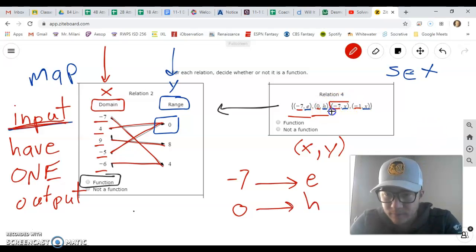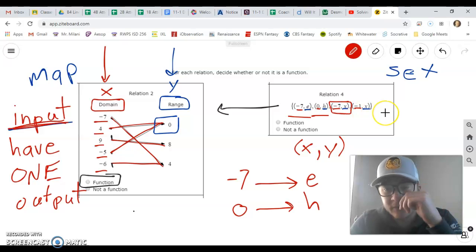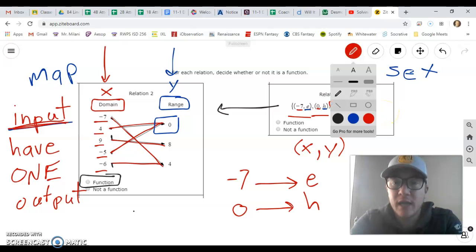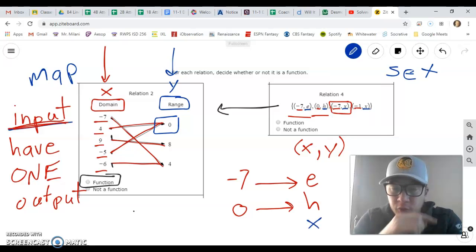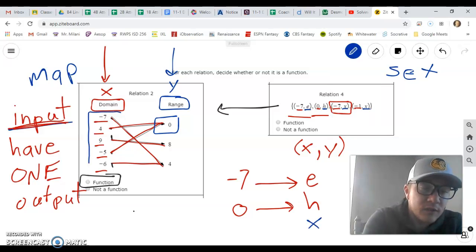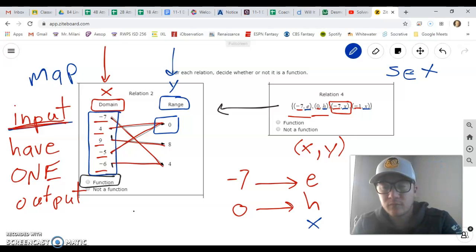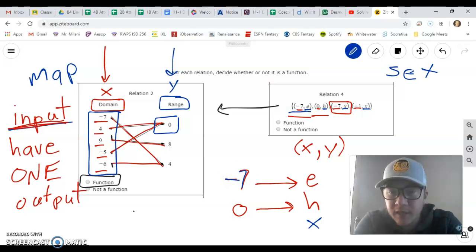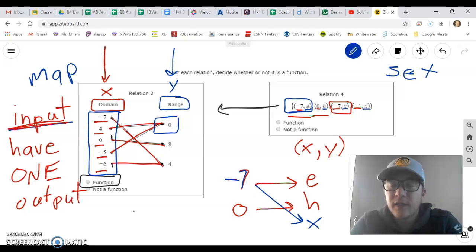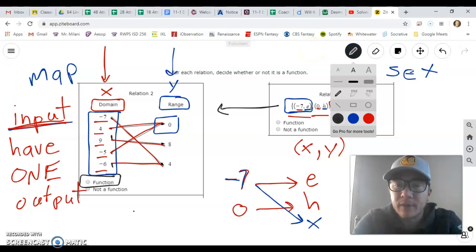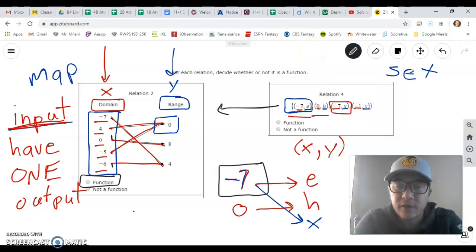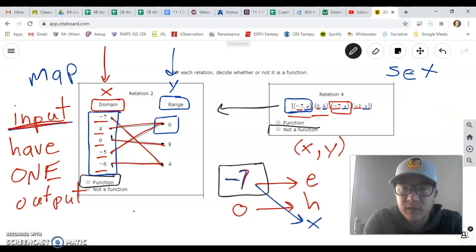Then if you notice right here, what's happening here is a -7 going to an x. So there's a reason that each value is only listed once in the domain. Because this same -7 now that was back here, instead of being paired with e, is now being paired with x. This is what cannot happen. So you found an x value that is going to more than one y value. Since that's happening, this is not a function.